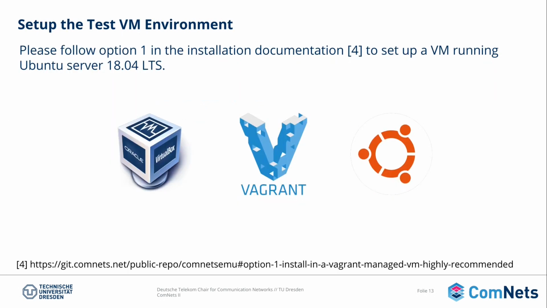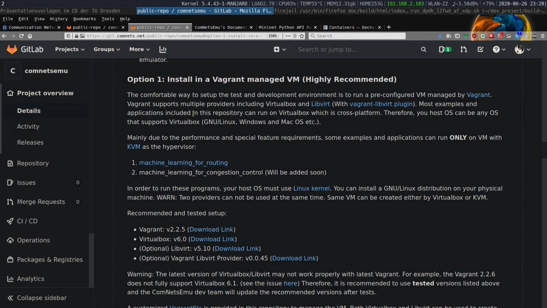Now let's set up the test virtual machine environment on your laptop. Please follow option 1 in the installation documentation to set up a VM running an Ubuntu server, the LTS version. Option 1 is to install ComNetsEmu in a Vagrant-managed VM, and this is a highly recommended method.